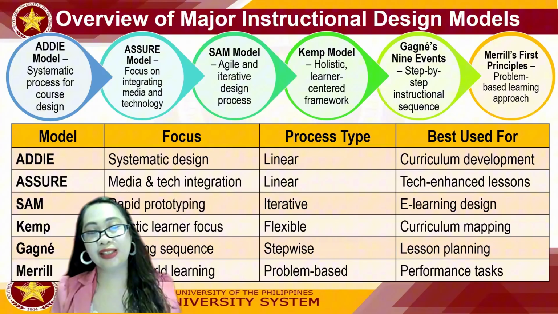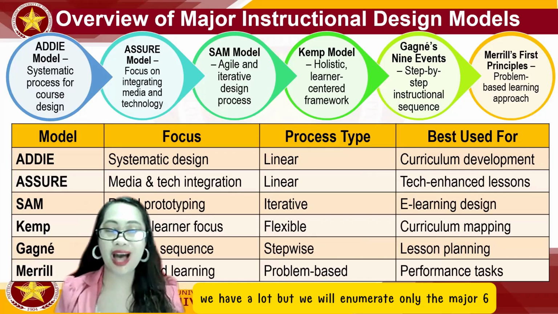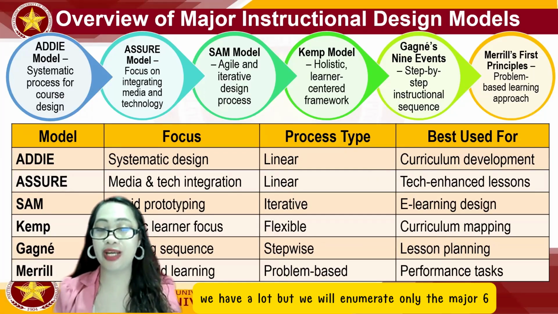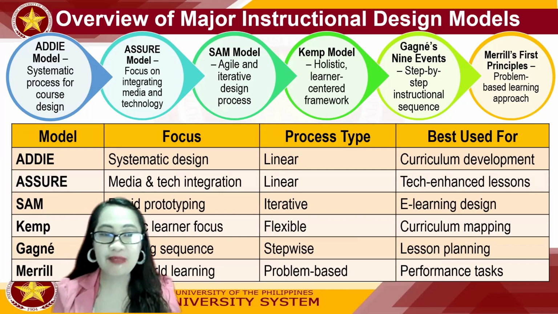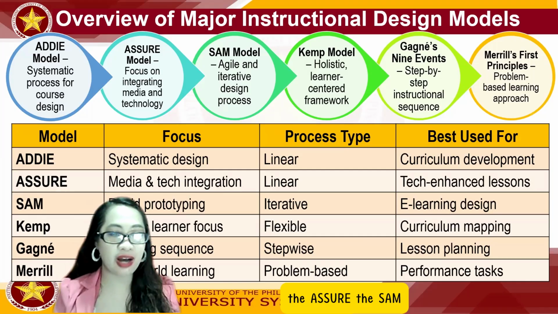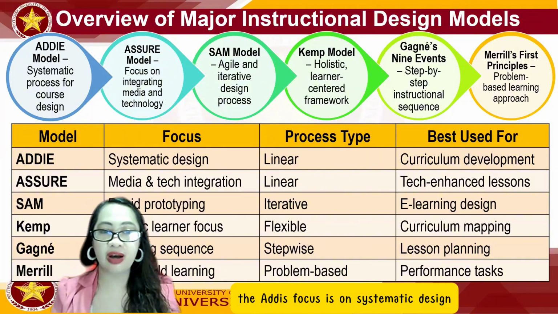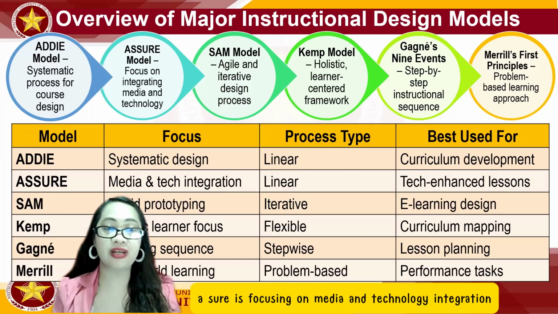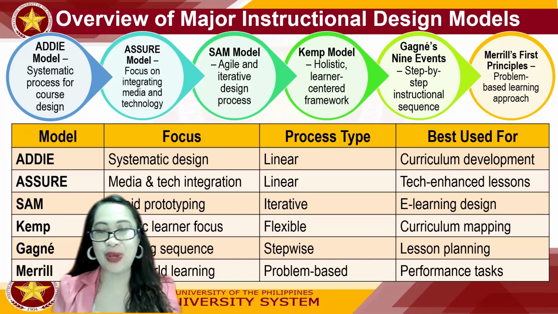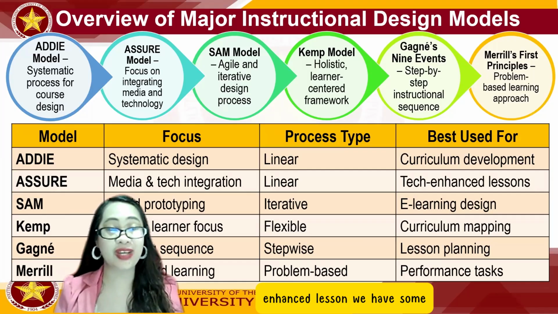So here, I will be giving you the overview of the major instructional design models. We have a lot, but we will enumerate only the major 6. We have here the ADDIE, the ASSURE, the SAM, the CAMP, the Gagne, and the Merrill. The ADDIE's focus is on systematic design. It is linear and best used for curriculum development. ASSURE is focusing on media and technology integration. It is also linear and is best used for technology-enhanced lessons.